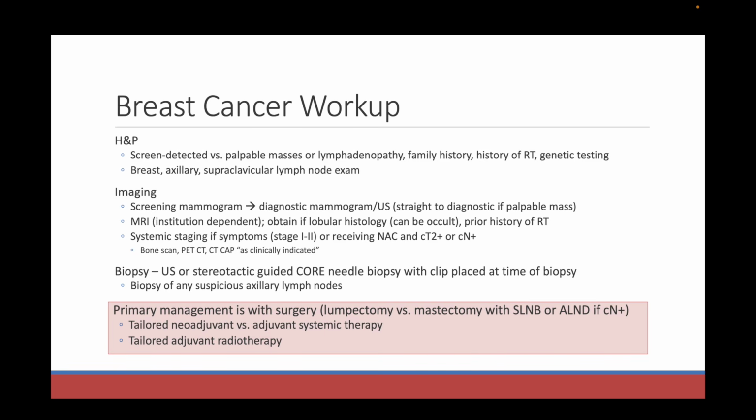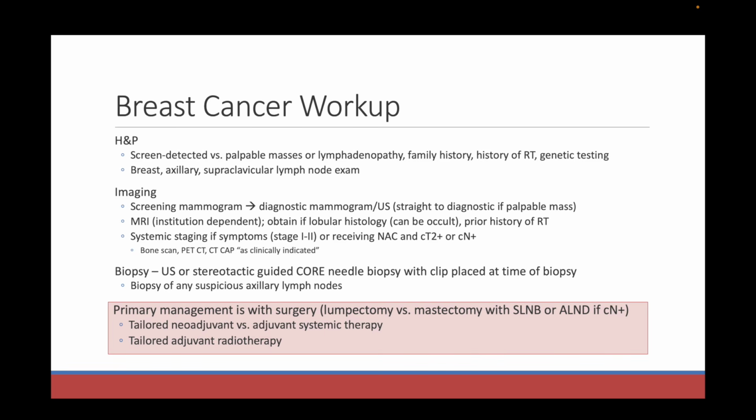For imaging, keep in mind that most patients are going to come in with a screen-detected abnormality on a screening mammogram. But if a patient has a palpable mass, then they should go straight to a diagnostic mammogram and ultrasound. So either patients will have a screening mammogram that prompts a diagnostic mammogram and ultrasound, or if they have something palpable, they go straight to the diagnostic mammogram.